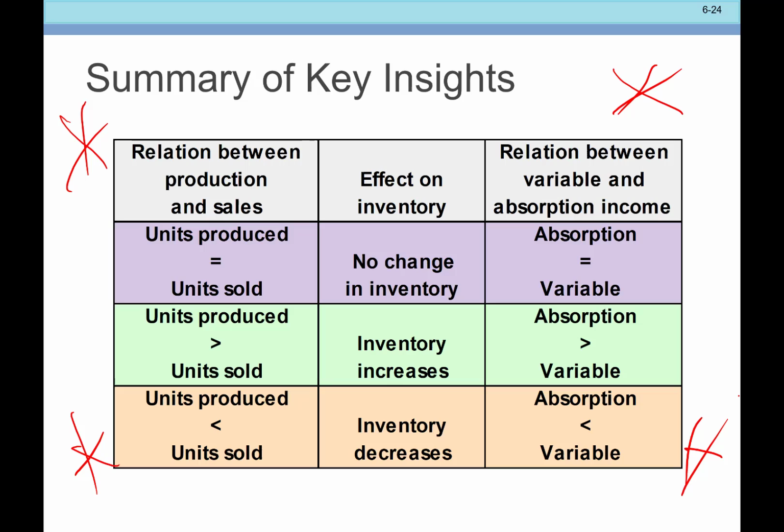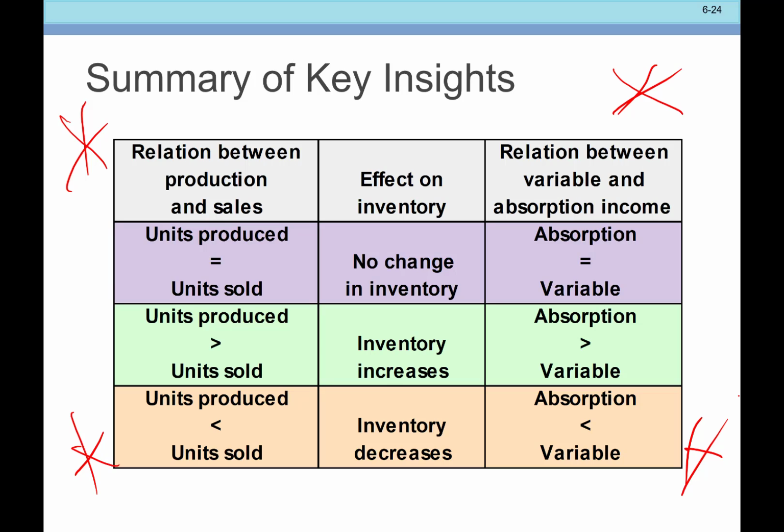If the units produced are more than the units sold, now we're going to have those fixed manufacturing costs per unit sitting on the balance sheet until we ultimately sell those items, before they make it over to the income statement as part of cost of goods sold. So absorption will have a higher net income than variable, because variable expenses all fixed manufacturing overhead costs.